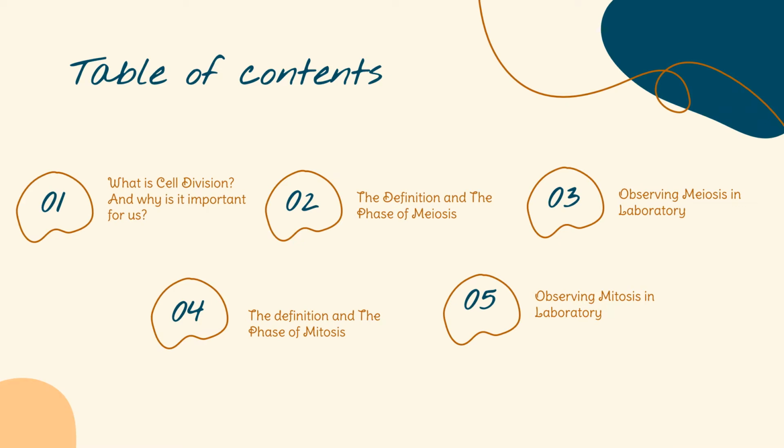Alright, here we go. Here is the table of contents of our presentation. The first one, we are talking about what cell division is and why it is important for us. Second, the definitions and the phases of meiosis. Next, observing meiosis in the laboratory. The fourth one is the definitions and the phases of mitosis. The last one is observing mitosis in the laboratory.